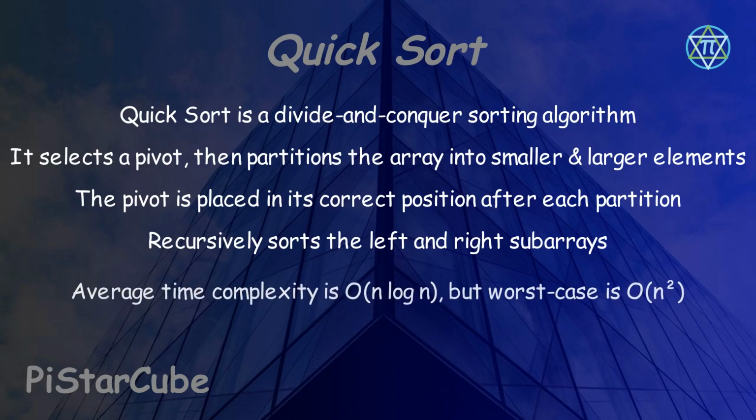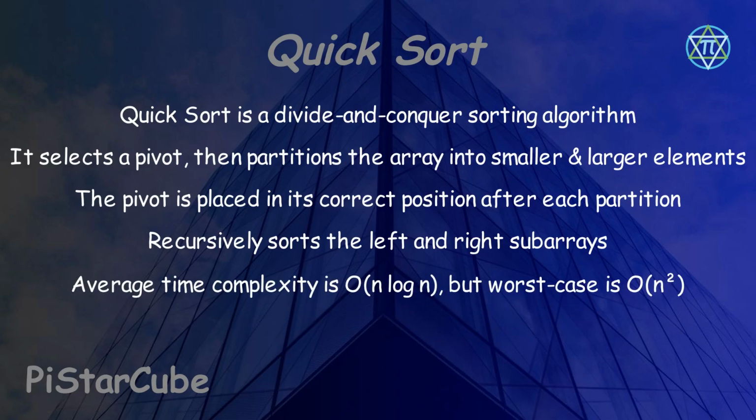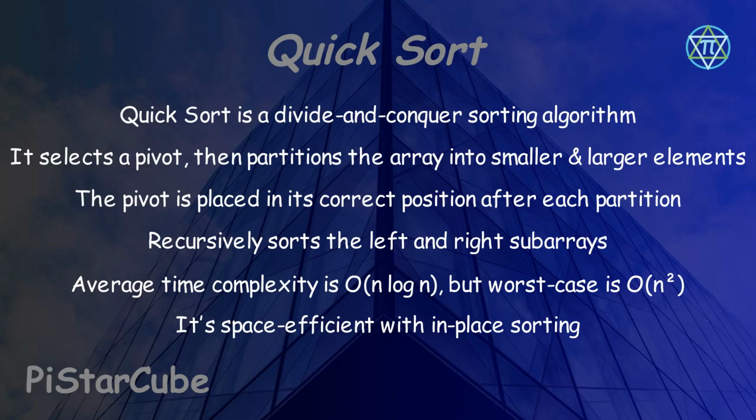On average, quicksort has a time complexity of O(n log n), making it very efficient for larger datasets. However, in the worst case, like when the pivot is poorly chosen, it can degrade to O(n squared). Despite this, quicksort is still efficient for larger datasets because it sorts in place, meaning it doesn't require any extra memory, which helps its memory usage to be very low. Now, let's dive into the animation to visually explore how quicksort works in action.